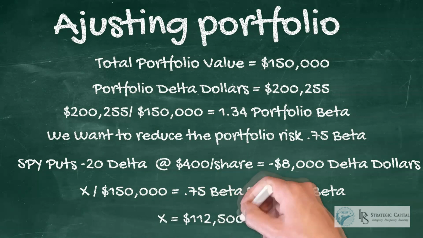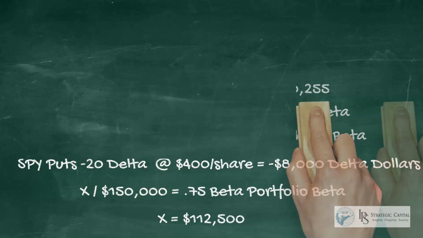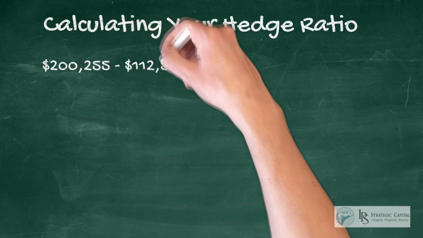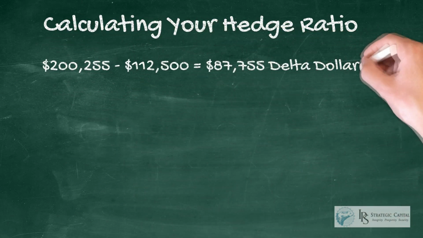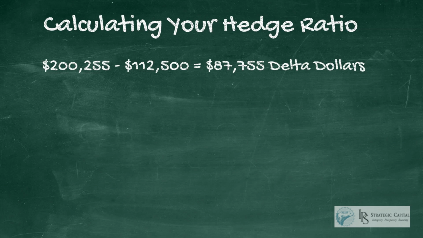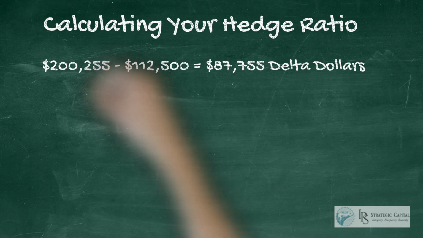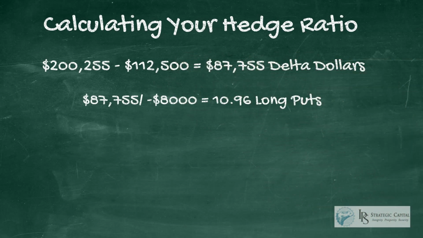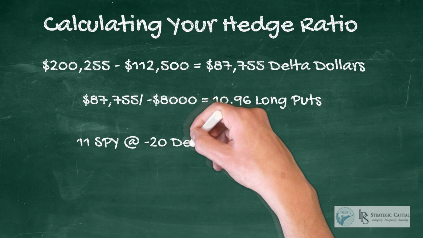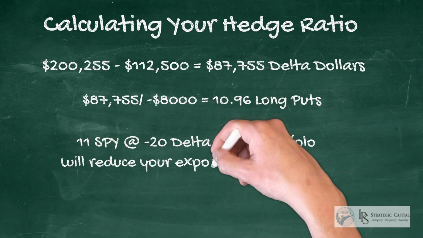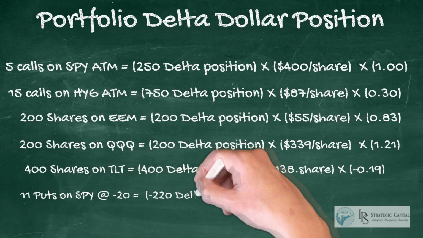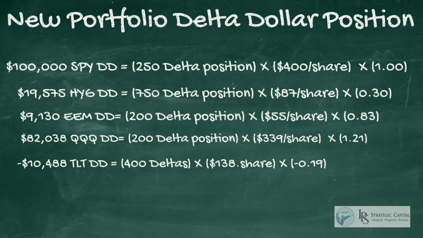When we subtract the 112,500 Delta Dollars from the current Delta Dollar position, we've got to lose 87,755 Delta Dollars. Now we know one long put equals negative 8,000 Delta Dollars. So when we divide 8,000 into 87,755, we know that we need 11 puts to get us down to a 75 beta. So let's add those 11 puts to our portfolio and see what our Delta Dollar position ends up being.